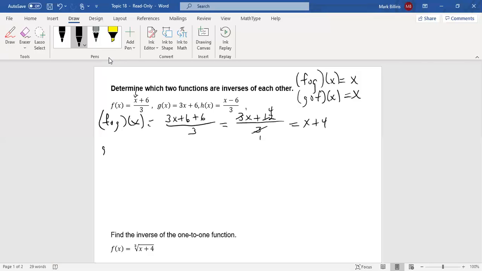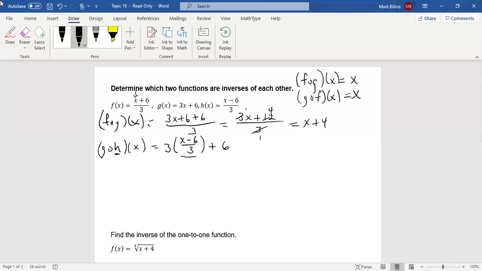I'm going to try g of h of x. So that means I take the h function and plug it in for the x's in the g function. So instead of having 3x plus 6, I'm going to have 3. Now I'm going to replace the x with the whole h function, the entire function, which is x minus 6 over 3 plus 6. So remember again, the g function is 3x plus 6. So in place of x, I just put in the x minus 6 over 3.